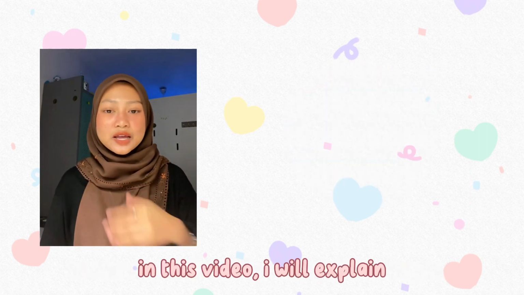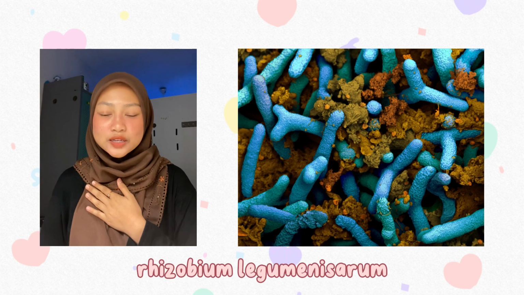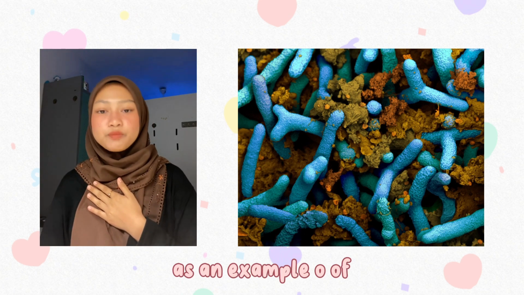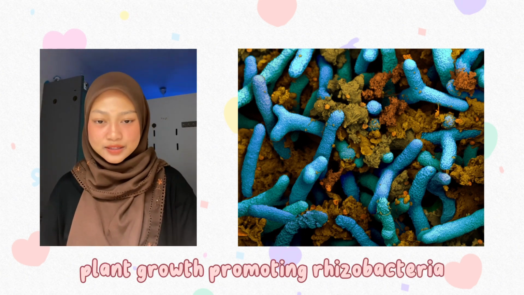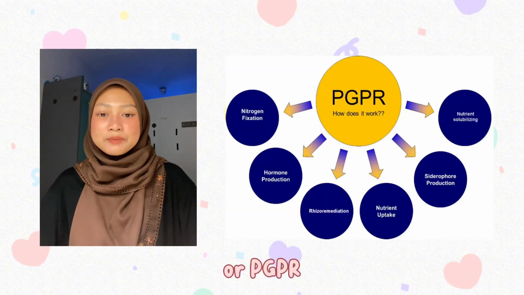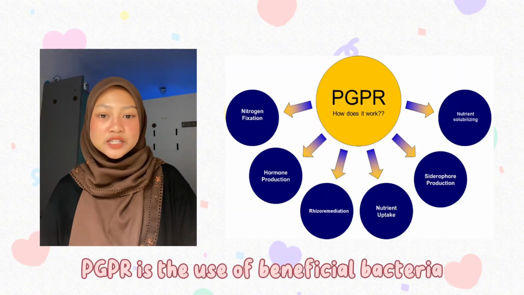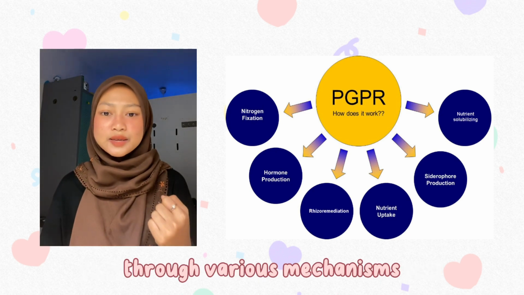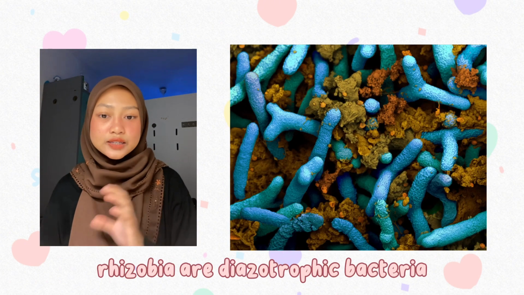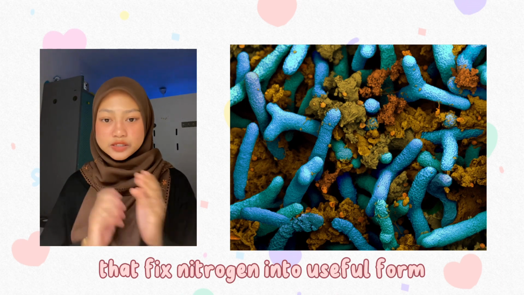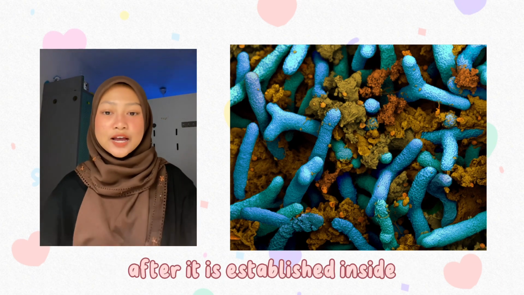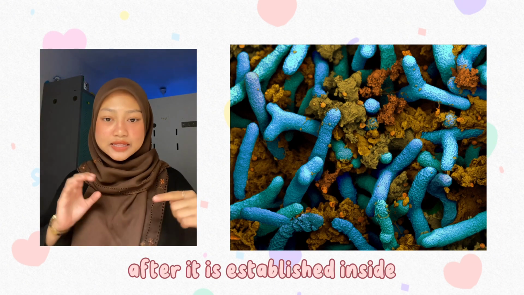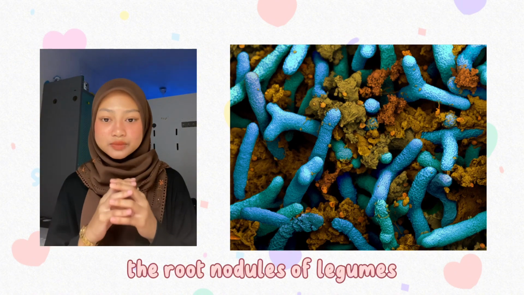In this video, I will explain Rhizobium leguminosarum as an example of plant growth promoting rhizobacteria or PGPR. PGPR is the use of beneficial bacteria that contribute to plant development through various mechanisms. Rhizobia are diazotrophic bacteria that fix nitrogen into useful form after it is established inside the root nodules of legumes.